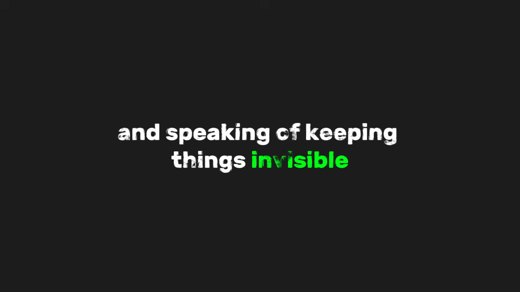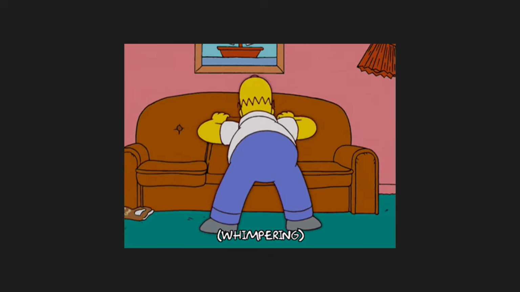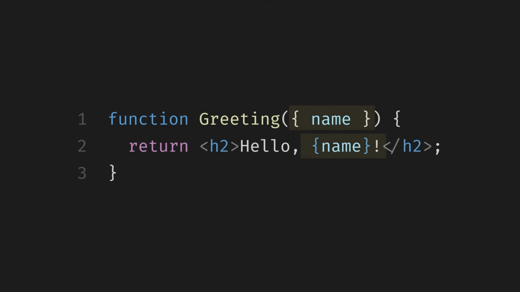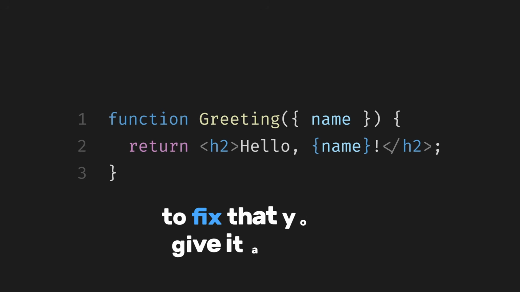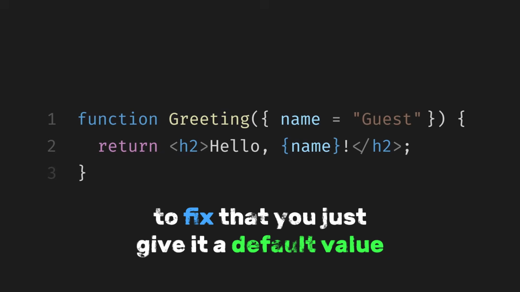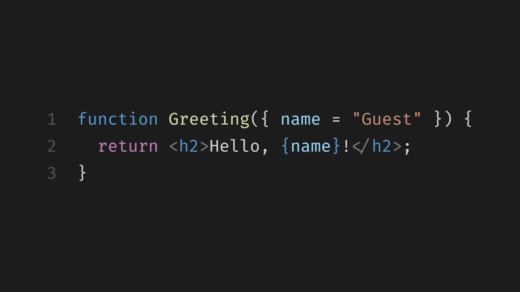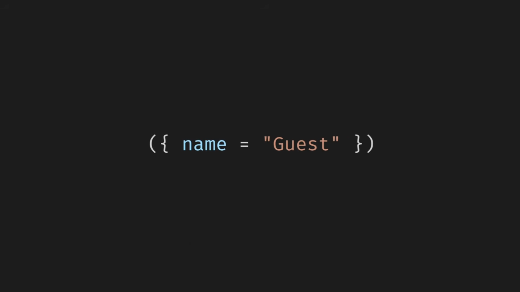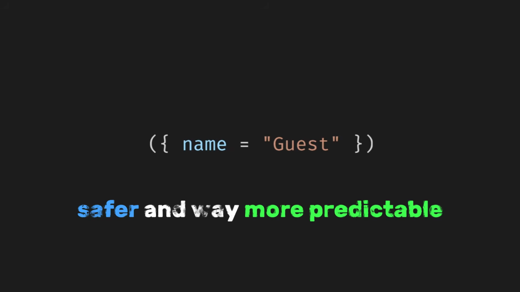And speaking of keeping things invisible, sometimes your component gets missing or undefined props, and without default values, your UI can break. If the name prop is missing, React will literally show "Hello undefined." To fix that, you just give it a default value. And now, even if the prop isn't passed, it still works fine. You'll see "Hello guest" instead. Default values make your components safer and way more predictable.